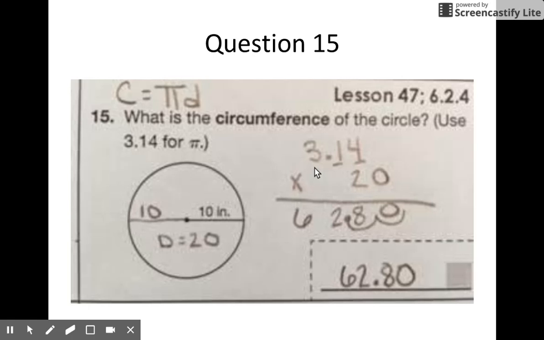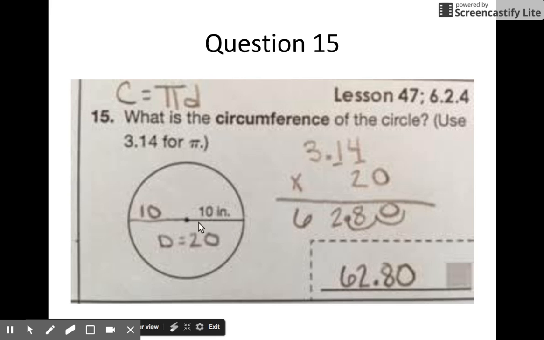Question 15. What is the circumference of the circle? Remember, circumference equals pi times diameter. And pi equals 3.14, and the diameter is all the way across the circle. For this question, they give us the radius, which is 10 inches.